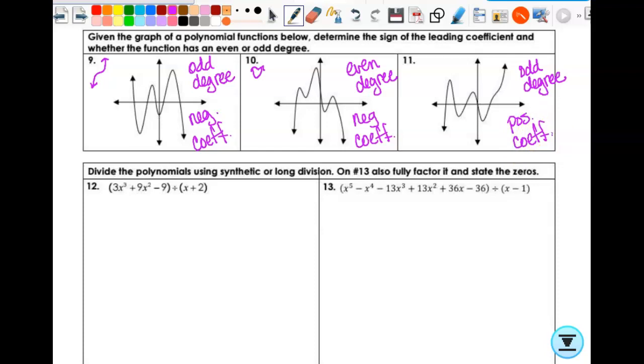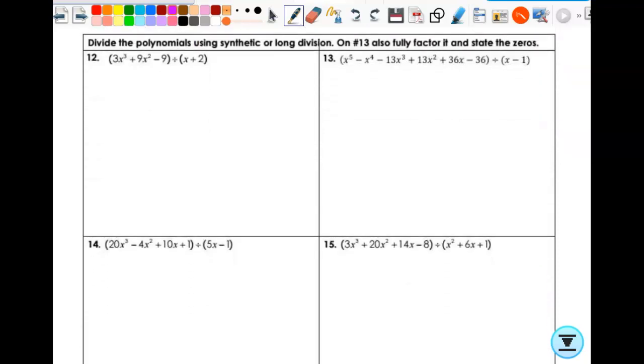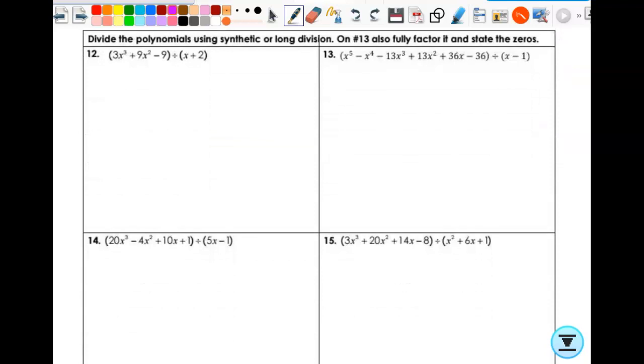All right, so the next section says to divide the polynomials, using synthetic or long division. And then on 13, we're also supposed to fully factor it and state the zeros. So if I can use synthetic division, I'm going to use synthetic division. And I can here. So that means on the outside here goes a negative 2.